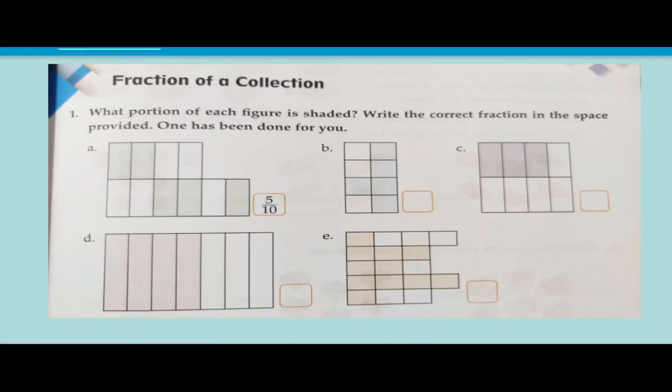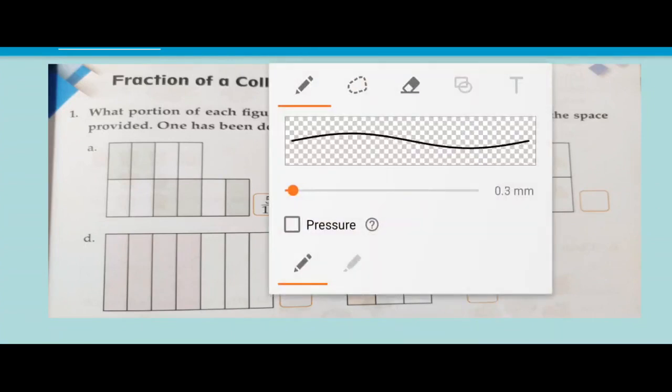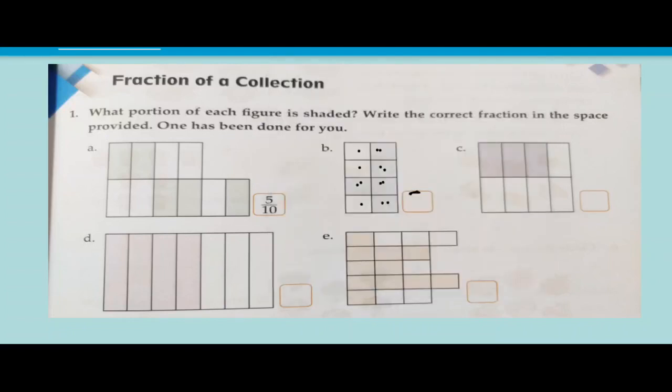What portion of each figure is shaded? Write the correct fraction in the shape provided. One has been done for you. You just have to count the total first: 1, 2, 3, 4, 5, 6, 7, 8. Out of 8, how many are shaded? 1, 2, 3, 4, 5 are shaded. So 5 you will write in the numerator, and the total parts in the denominator. That will be 5 by 8. You just write with your small handwriting so that it will fit in the box. Okay, 5 by 8.